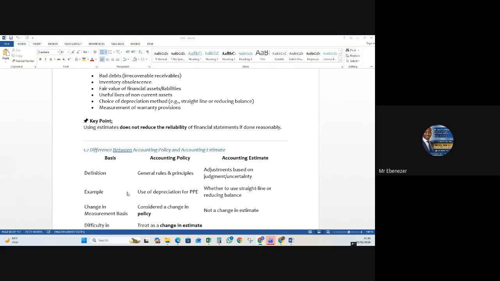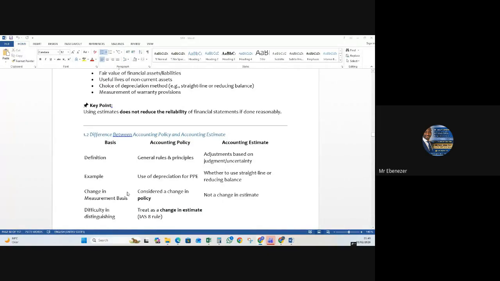So that's it. Now, we have change in measurement basis. So you consider a change in measurement under accounting policy. You consider the changes in the accounting policy, right?